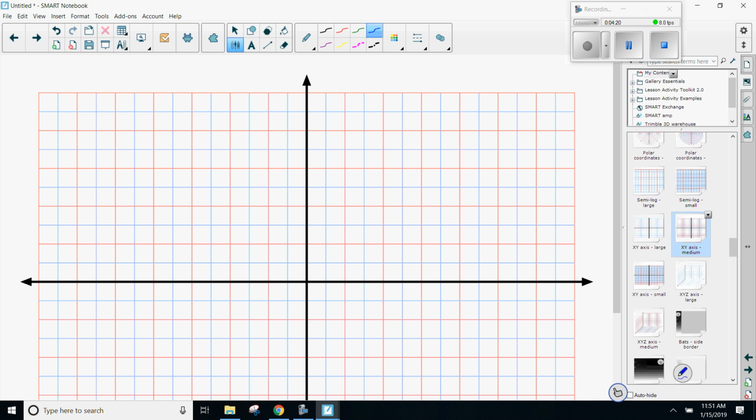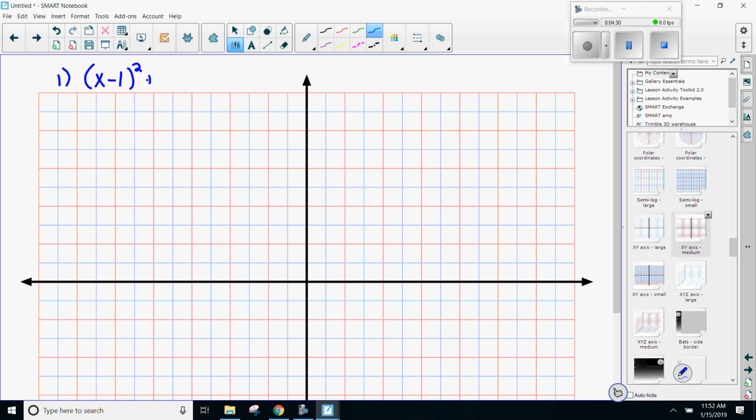Okay, number one says identify the center and the radius of each, then sketch the graph. So the first one, you have this equation, x minus 1 squared plus y plus 3, squared is equal to 4. So the first piece of information they went down is, what is the center of the circle? So I have to answer that. What is the center of the circle?